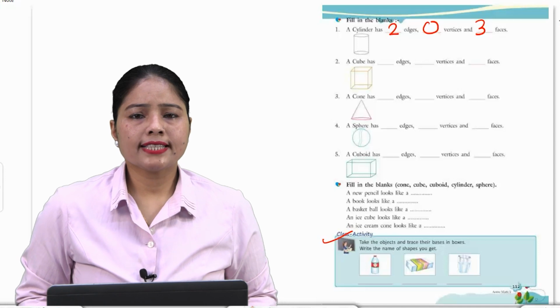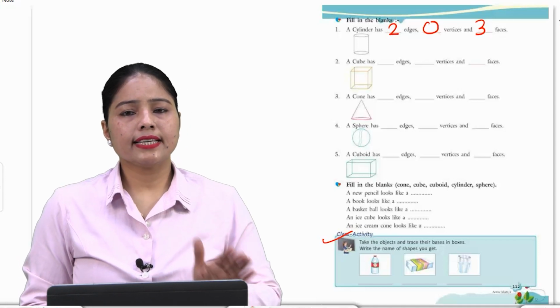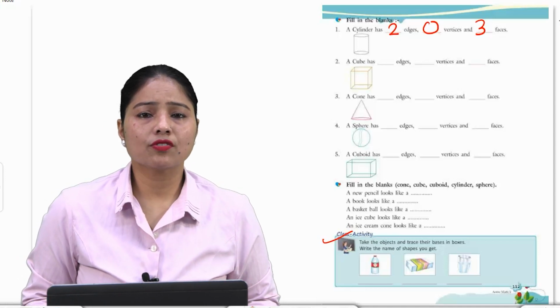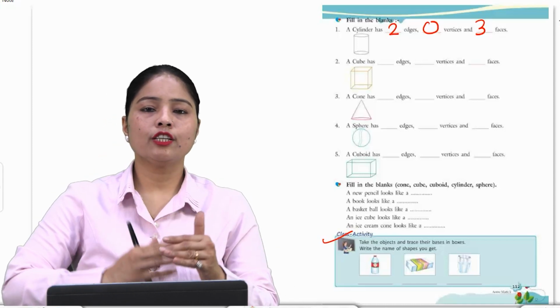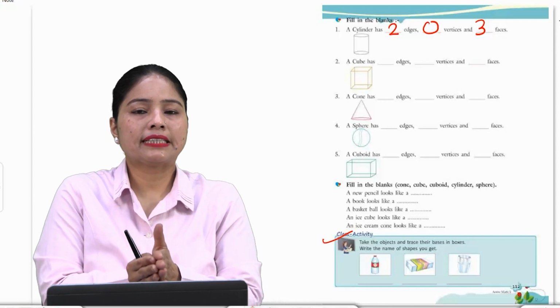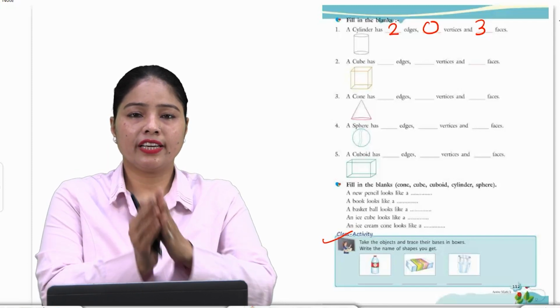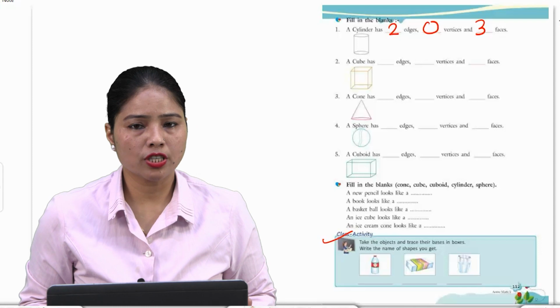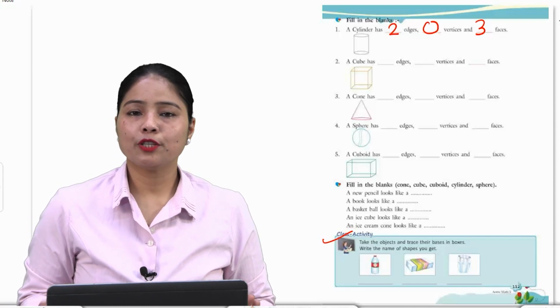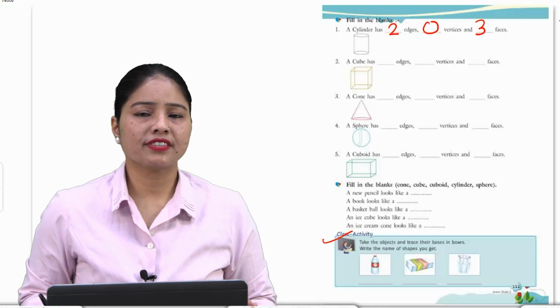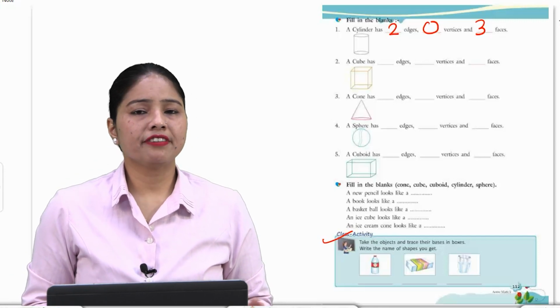Take the objects and trace their bases in the boxes and write the name of the shape you get. अब आपने इसको trace करना है इन objects को और आपको कौन सा shapes मिलता है? Just write it over here. Okay. So this is class activity. You just do it yourself. So with this we ended the chapter. I hope you understood the whole concept of that one. So just revise it very nicely beta.